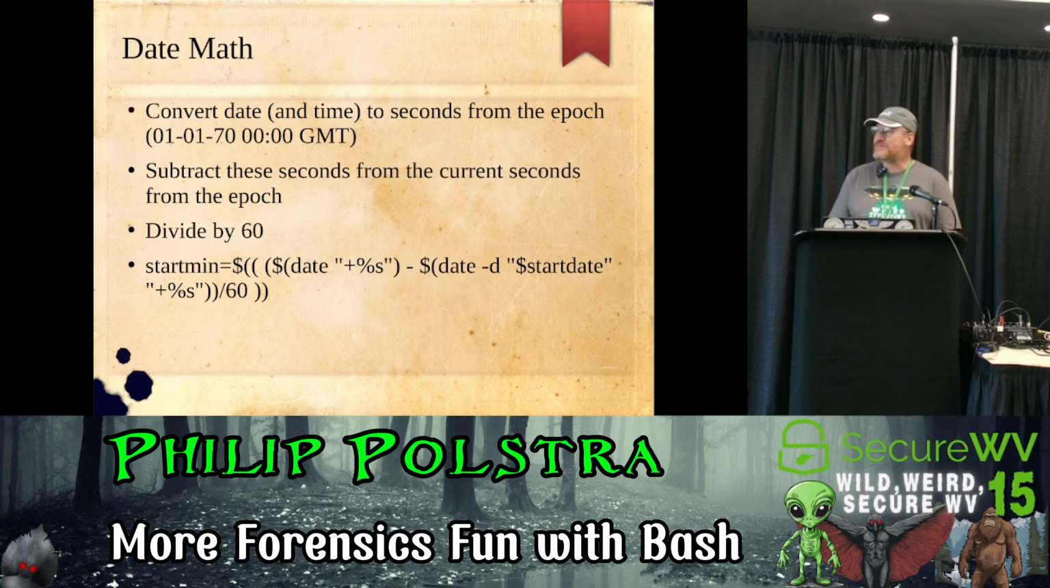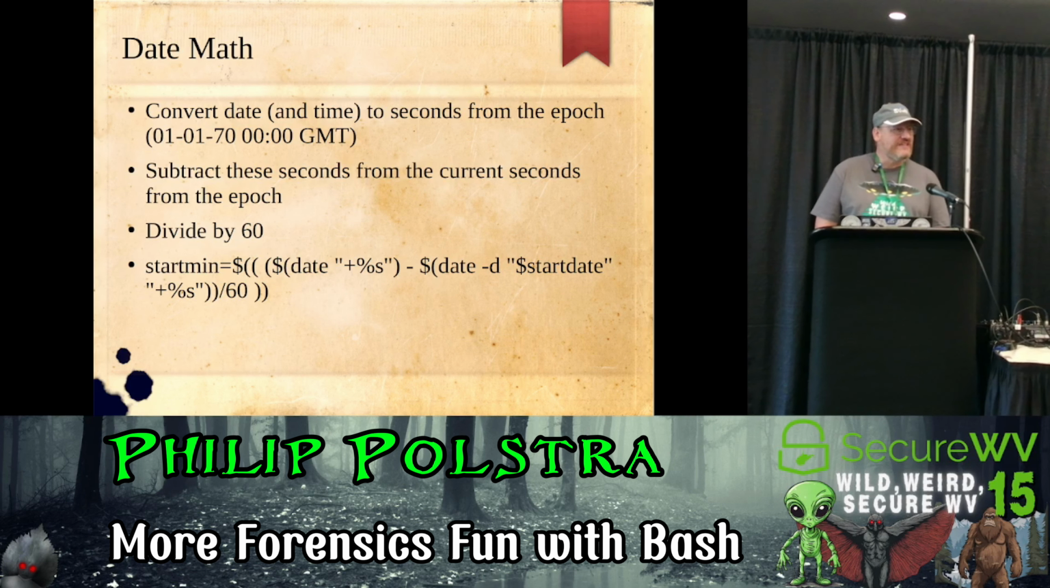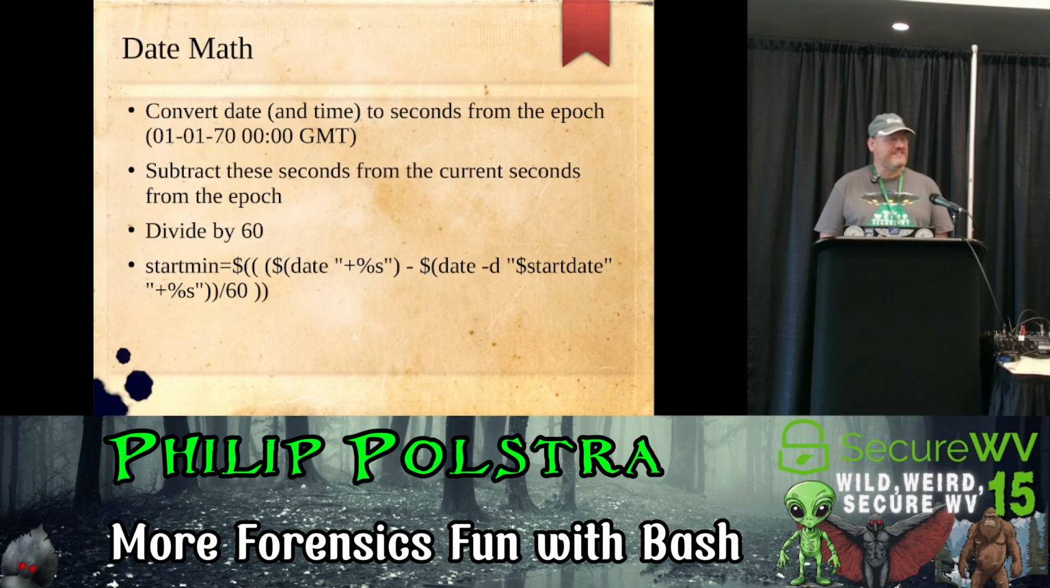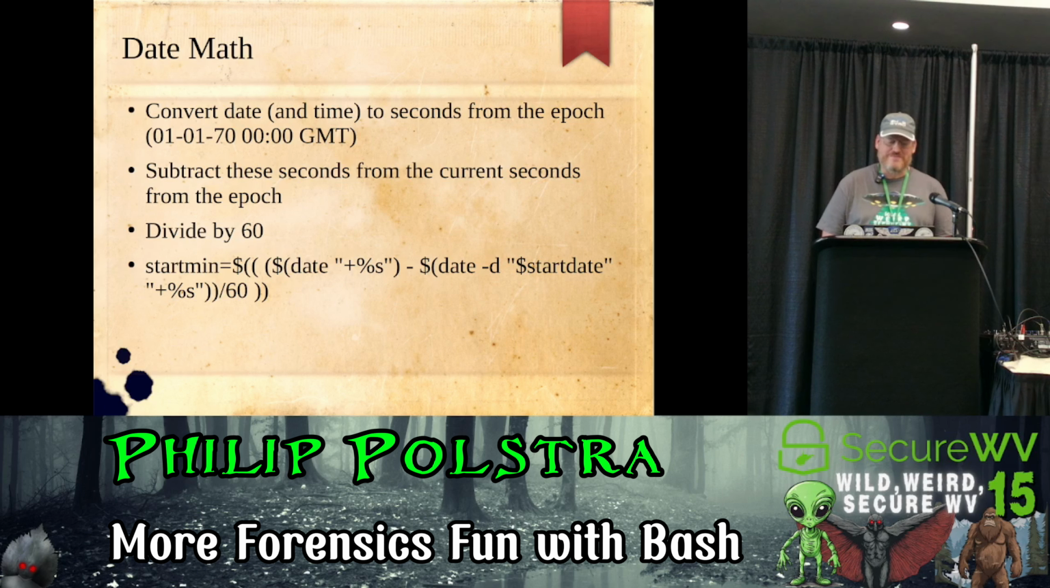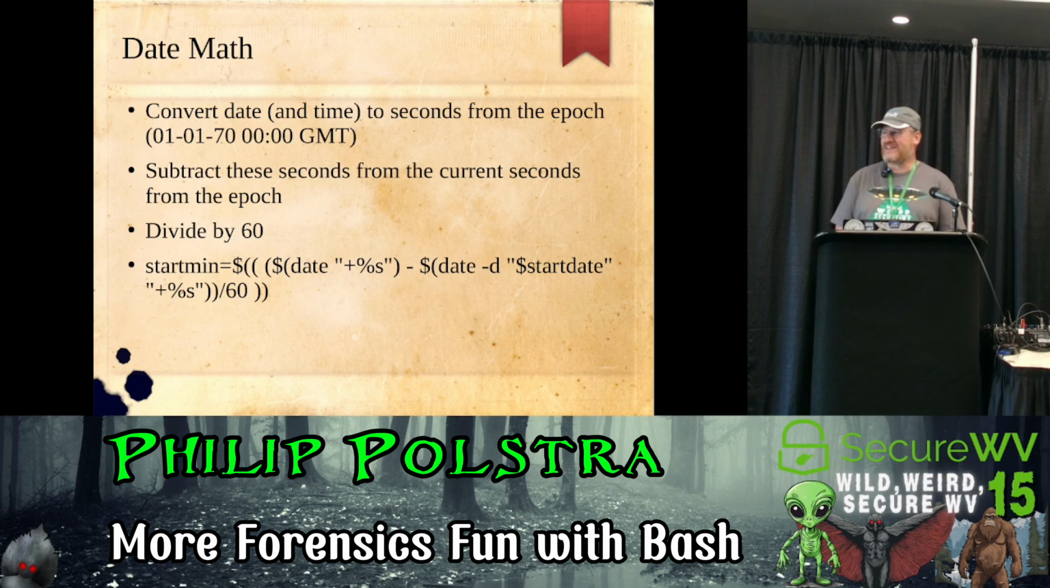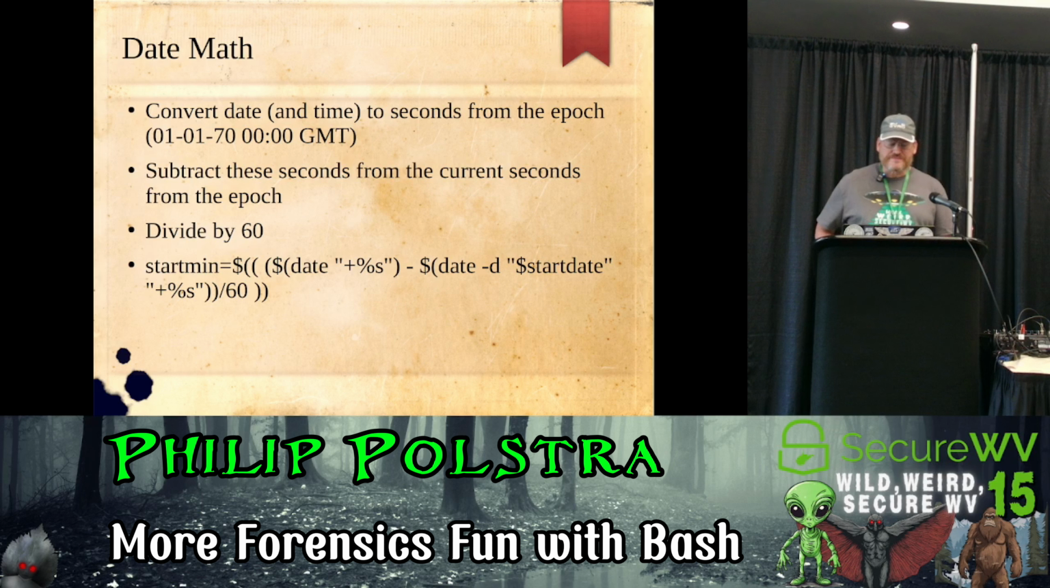So what you do is you use the date utility to convert a date and possibly a time into seconds from the epoch, and then you subtract that from the current number of seconds from the epoch, and then you do this really hard math. You divide by 60, and that gives you how many minutes away you are, right? So, you know, here's the math. I have this little formula down here at the bottom, right?